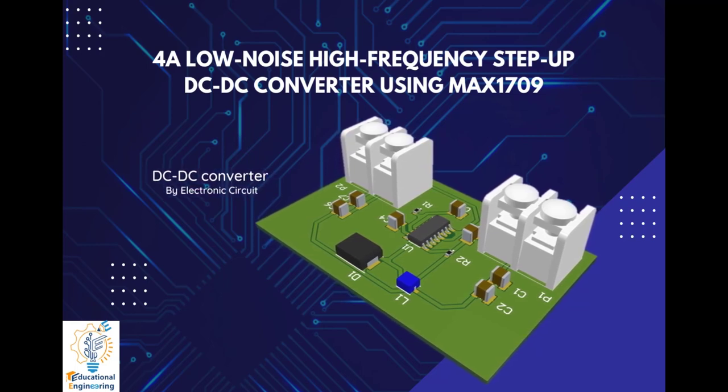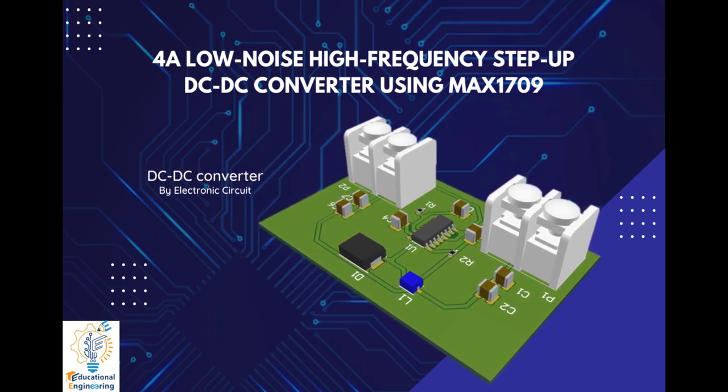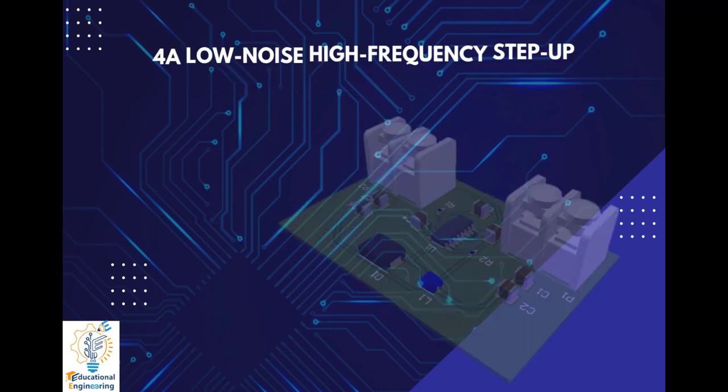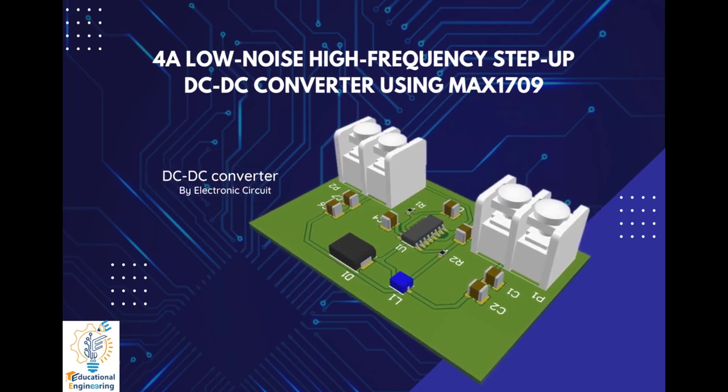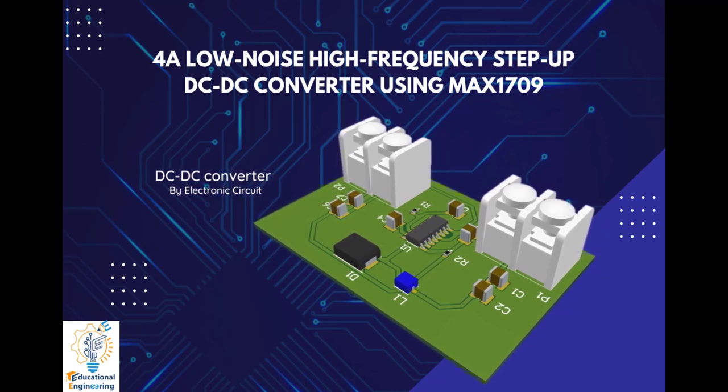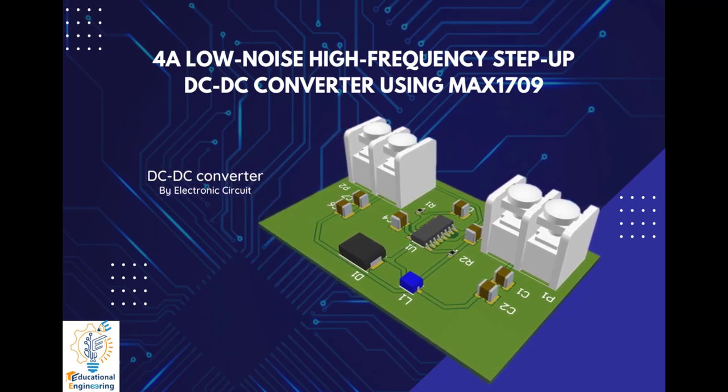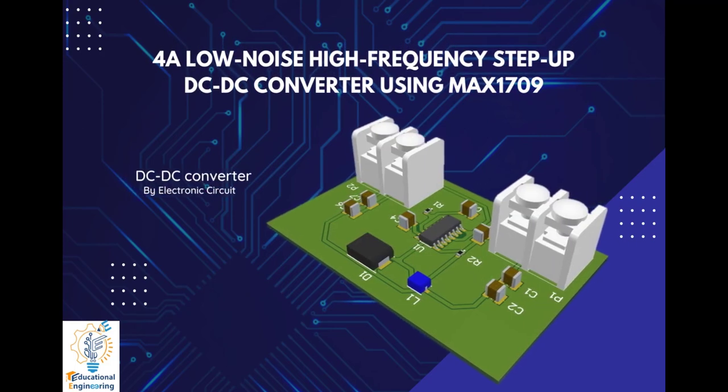Hi, and welcome again to another video. Today, we're gonna learn to design a DC-to-DC converter circuit that uses MAX1709 series IC. So basically, it is a step-up conversion system that was originally made by Electronic Circuits. So let's go to the Altium.